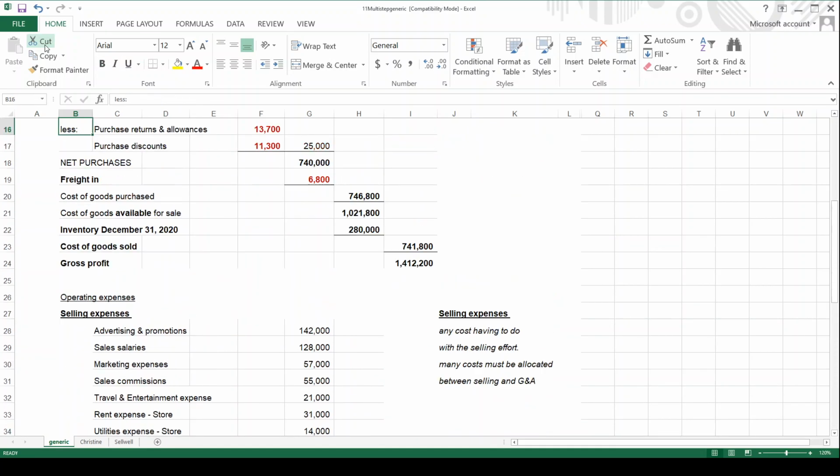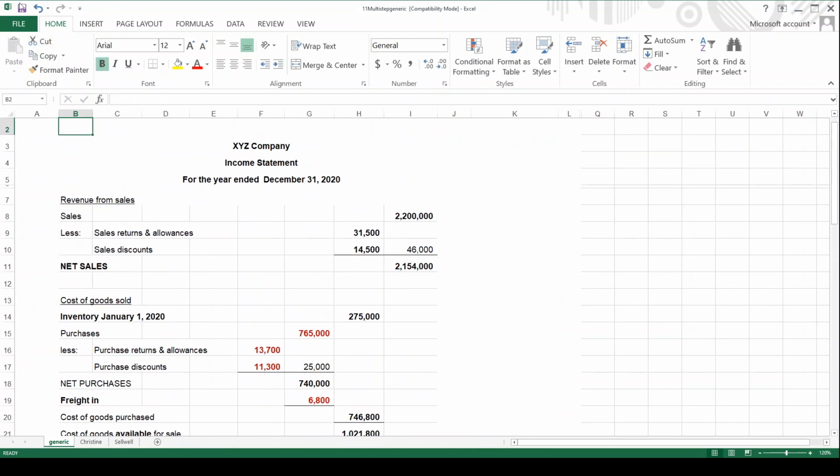All right, so let's look at this thing. Is it going to have a heading? Of course it's going to have a heading, right? Name of the company. It's an income statement. Do you have to put multi-step? No, you don't have to. It's understood when you look at how it's constructed. All right, so the first section, revenue from sales.